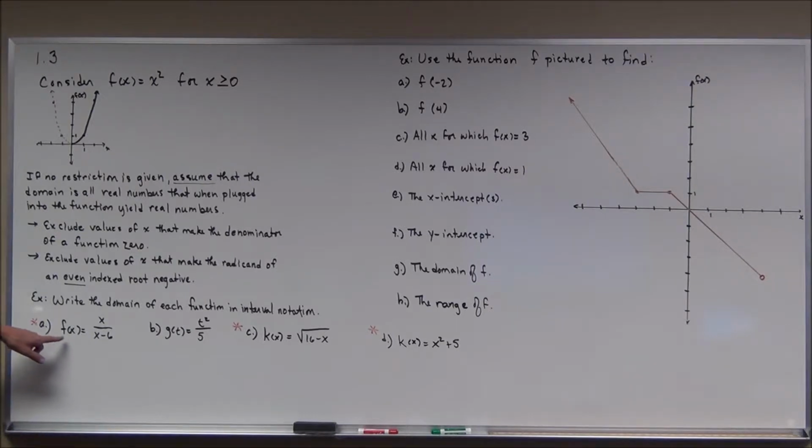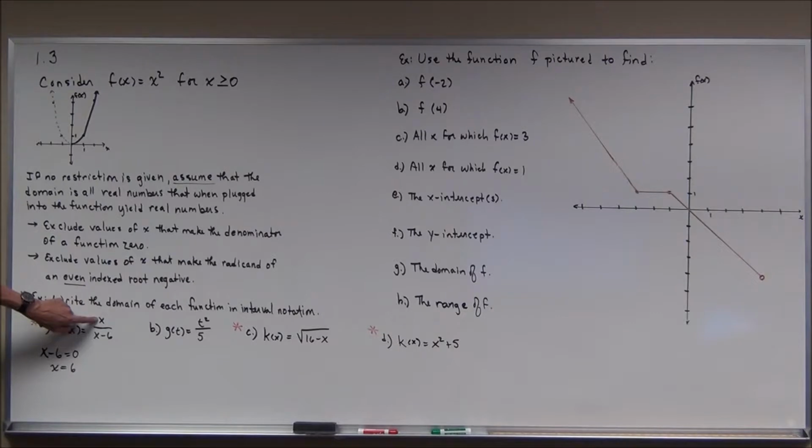Now, the first one here, because it's a rational function, because it's got the variable in the numerator and the denominator of a fraction, I have to be careful here. Is there anything that could make my denominator equal to 0? Well, x minus 6, my denominator, is equal to 0 when x is equal to 6. So I can't have 6 in my domain.